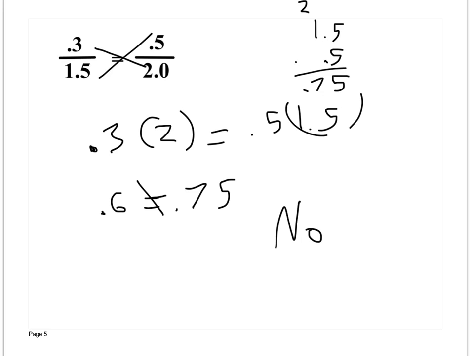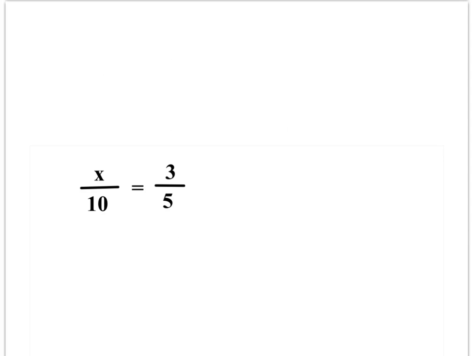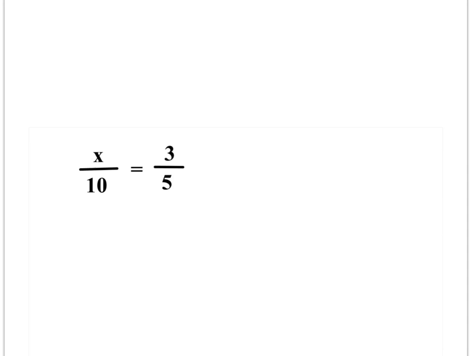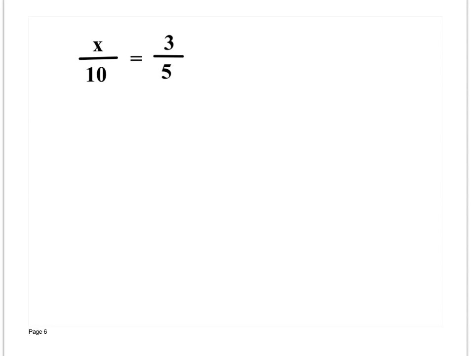So when they say justify, that's all you need to write right there: 0.6 is not equal to 0.75. All right? Yes, you still have to write no, but that's how you justify it, by showing that they're not equal. Draw a line through the equal sign.